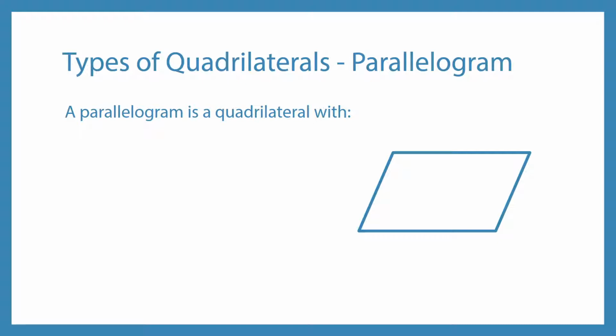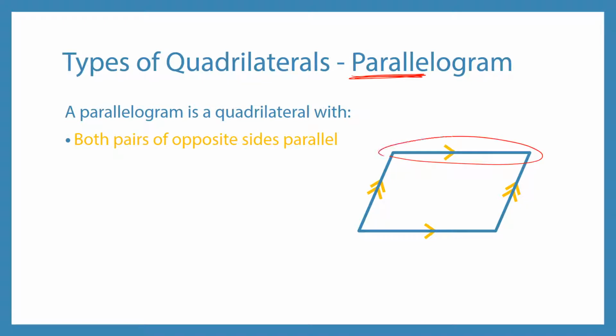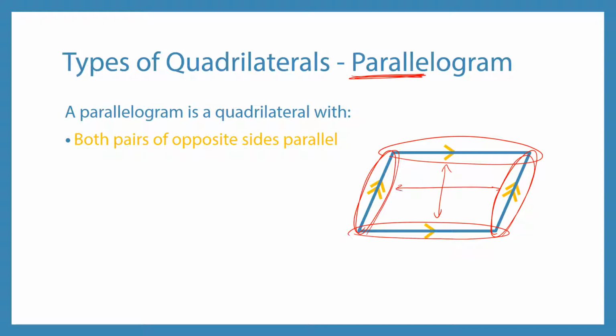Next we have a parallelogram. As you can see in its name, parallel, it's going to be something to do with parallel lines. And you can look at it here. A parallelogram is where we have both pairs of opposite sides. So this side is opposite and they're parallel. This side here is opposite to this side here and they're parallel. So a parallelogram has both pairs of opposite sides, these two and these two, parallel.